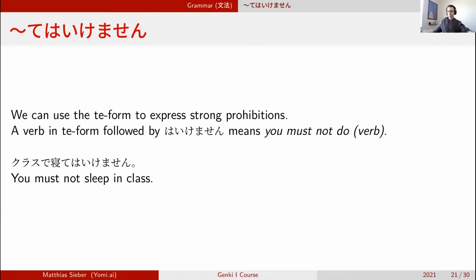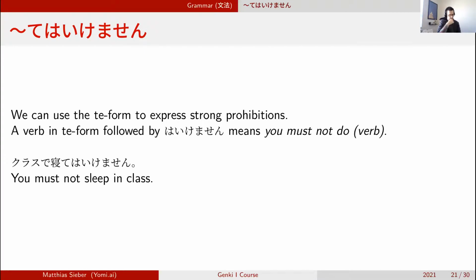2番. I think that's talking, right? Hanashi? The dictionary form is hanasu. Okay, so hanasu. Yeah, you were on the right track. Hanashite wa ikemasen. Yep, hanashite wa ikemasen.